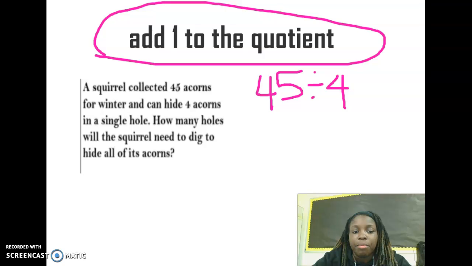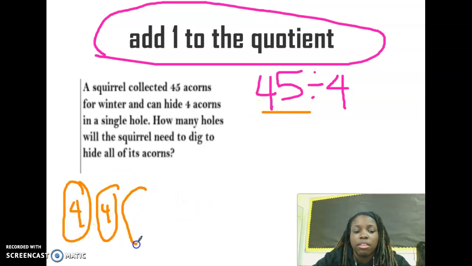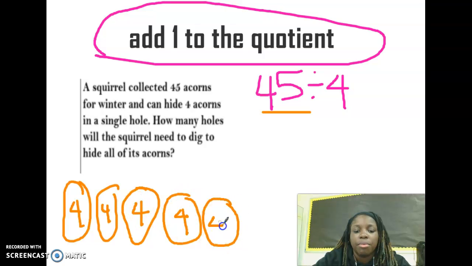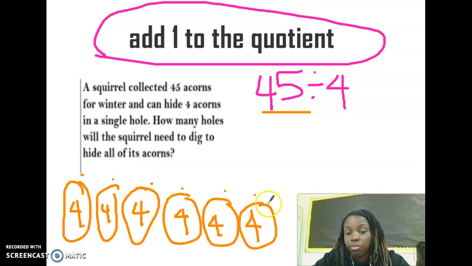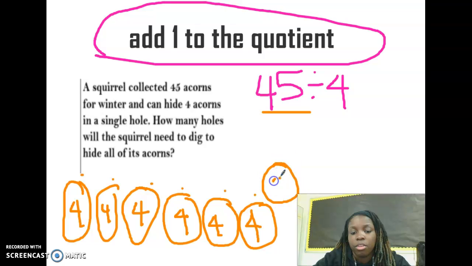Now, how many holes will the squirrel need to dig to hide all the acorns? So there's 4 acorns in one hole, right? So we're going to draw a hole with 4 in them. And we're trying to get to 45. So we're going to keep on drawing our holes with 4 in each. See how I'm continuing to do this. But Miss Brown has to slow down and think, okay, let me make sure I'm not at 45 yet. I'm at 1, 2, 3, 4, 5, 6. 4 times 6 is 24. So I'm at 24. Remember you can draw dots.